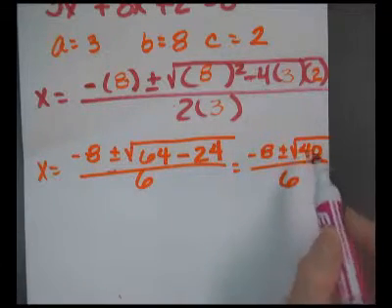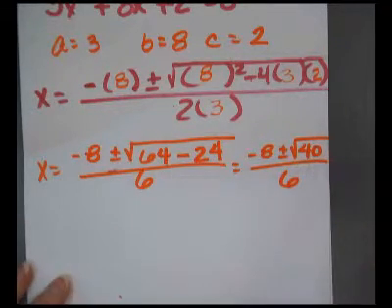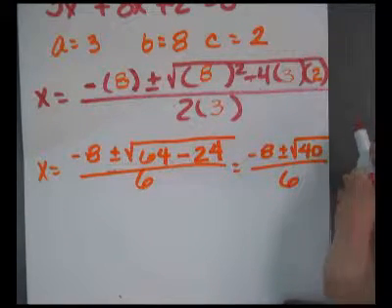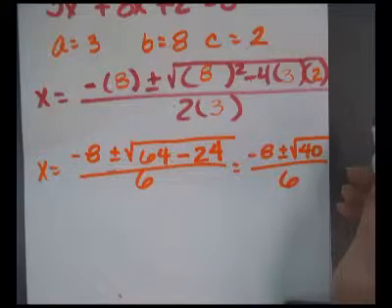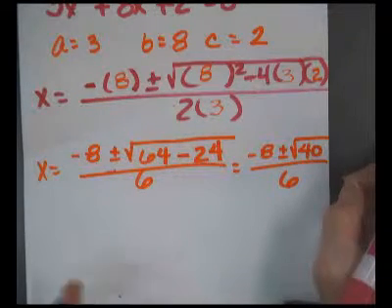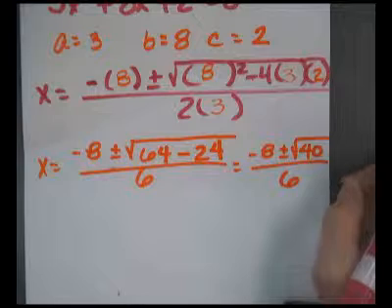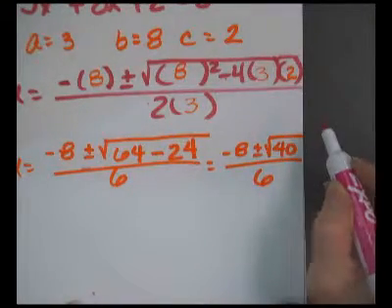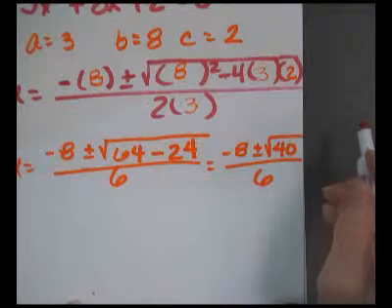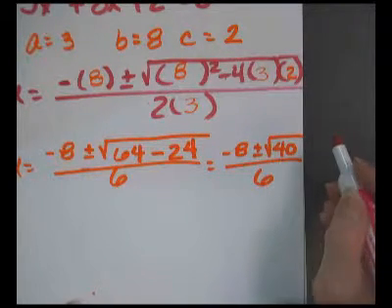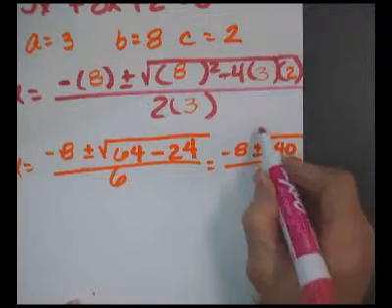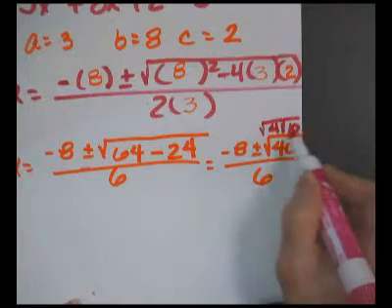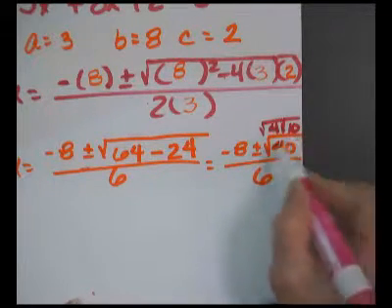What perfect square will go into 40? 20? Is 20 a perfect square? No. Is 10 a perfect square? No. 4 is a perfect square. 4 times 10. 10 won't divide any farther, right? So that's going to be good right there.